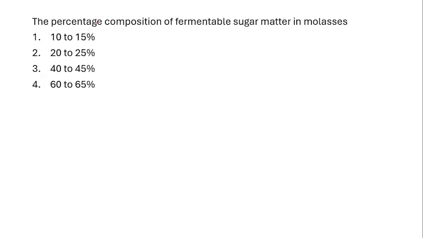Next question is the percentage composition of fermentable sugar matter in the molasses. Molasses is obtained from the sugar industry. How much fermentable sugar is there in it? It is 40 to 45 percent.